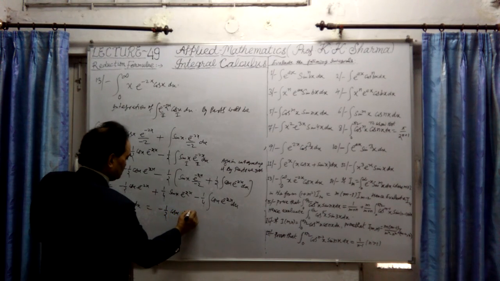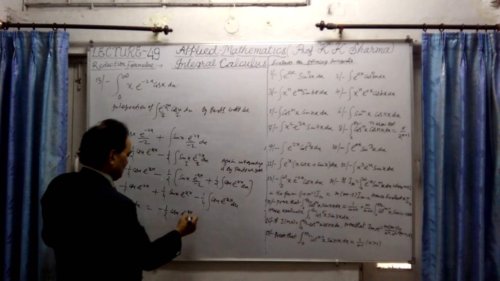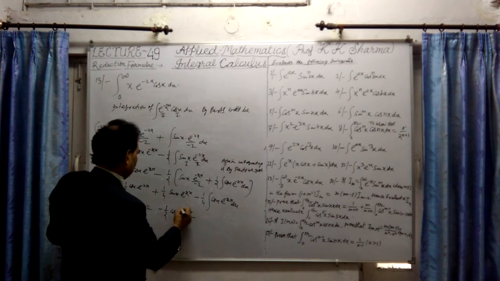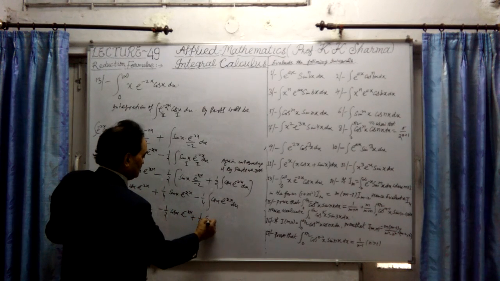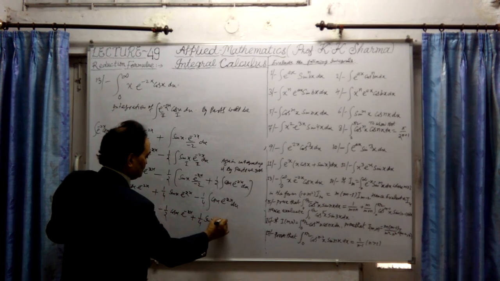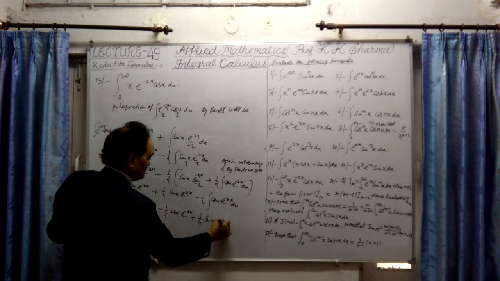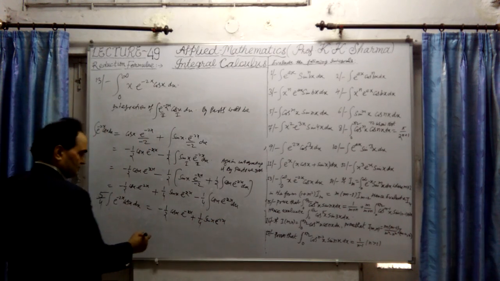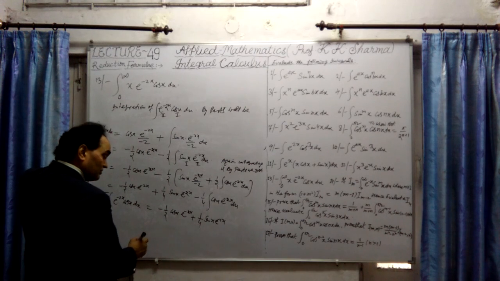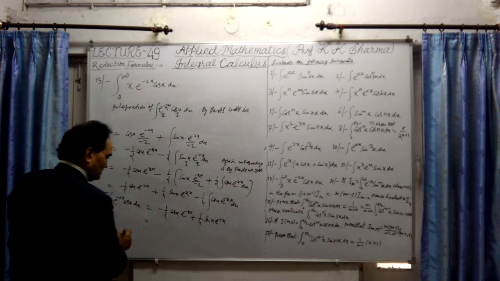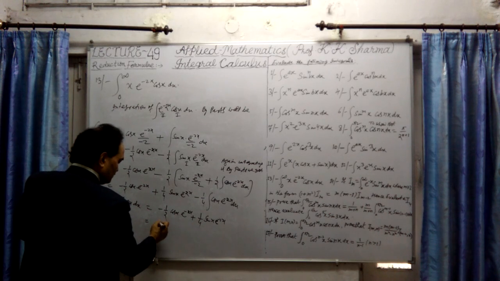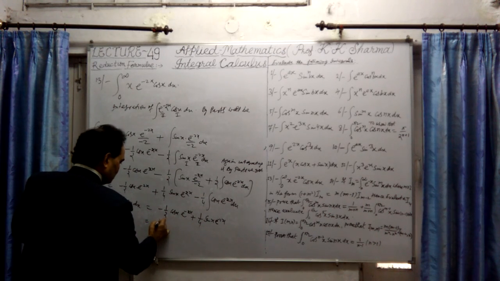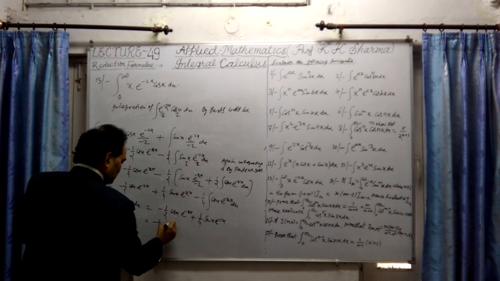cos x e raised to minus 2x plus sin x, 1 by 4, sin x e raised to minus 2x. These two steps are there. We take e raised to minus 2x common and also 1 by 4 common, effectively minus 1 by 4 common, and e raised to minus 2x also common.